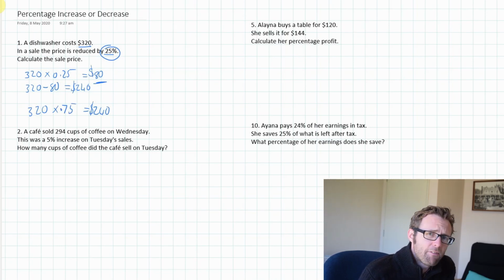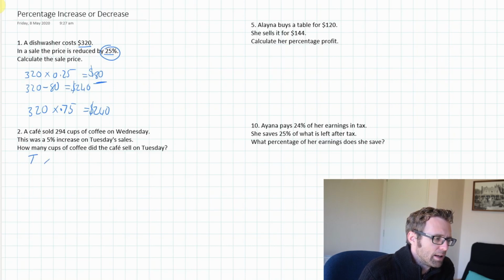Next one, a cafe sold 294 cups of coffee on Wednesday. This is a 5% increase on Tuesday's sales. How many cups of coffee did the cafe sell on Tuesday? Now, I hope you were paying attention. This is the one that we always get stuck on. It's a reverse percentage. Tuesday, we're trying to work out Tuesday's sales.